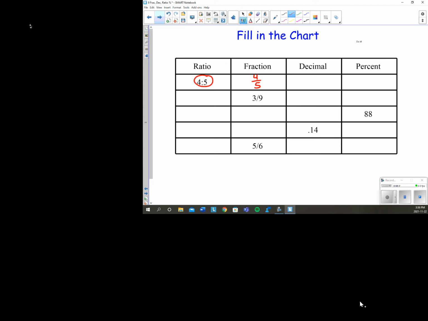As a decimal, remember, to create a decimal, I need to get this out of 100. So I would multiply the top and bottom by 20 in this case, which would give me 80/100. So my decimal would be 0.8 or 0.80. As a percentage, 80%.